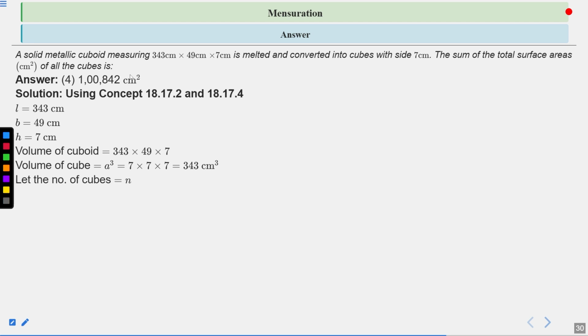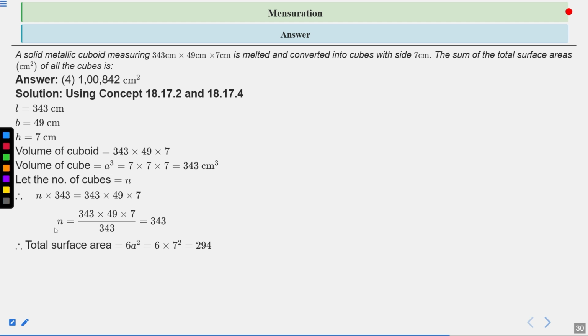Now let the number of cubes be n. So we can calculate number of cubes: n into 343 equals 343 into 49 into 7. So 343 and 343 will be cancelled out from left and right side. So we get n equals to 343 into 49 into 7 upon 343. So 343 cancels out. And when we multiply 49 into 7, we get 343. So the number of cubes are 343 cubes.